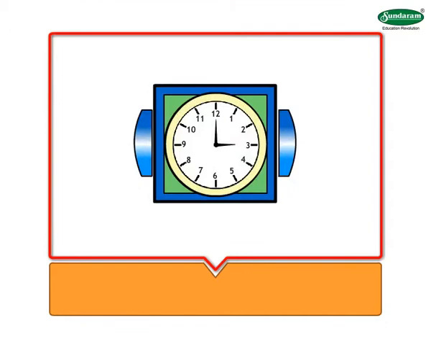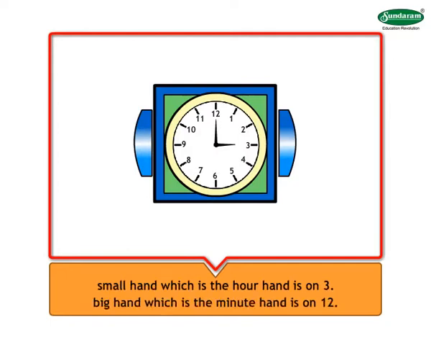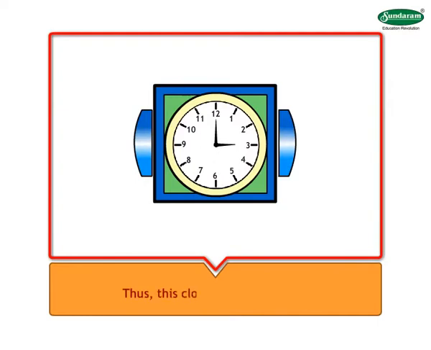Now look at the two hands of this clock. The small hand, which is the hour hand, is on 3, and the big hand, which is the minute hand, is on 12. Thus, this clock shows 3 o'clock.